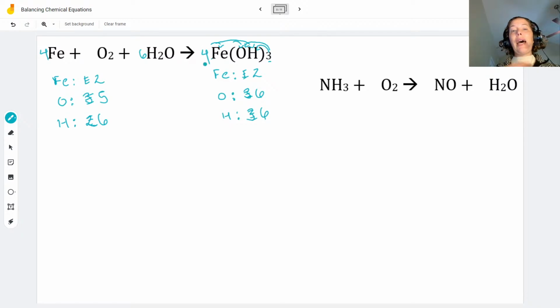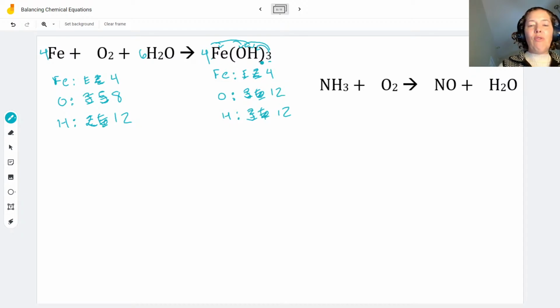So let's add up what we've got right now. So my irons are now 4. My oxygens are 6, 7, 8, and my hydrogens are now 12. Okay, so over here, my irons are 4. Again, remember both of these multipliers. So my oxygen is 12 and my hydrogen is also 12. Again, I'm taking 4 times 3 right here. So you can see I'm really, really close.